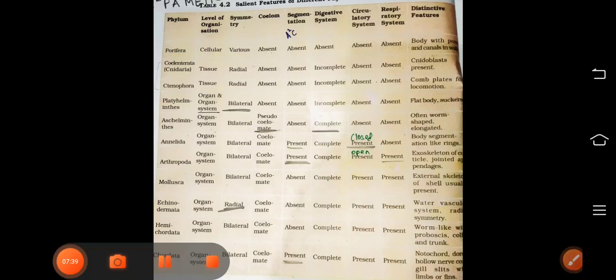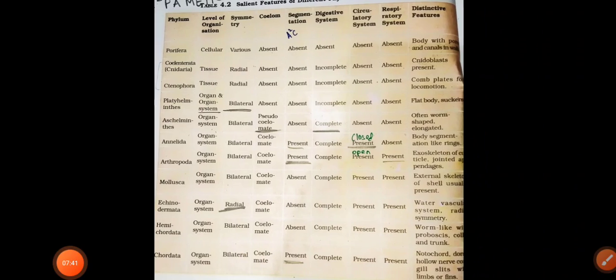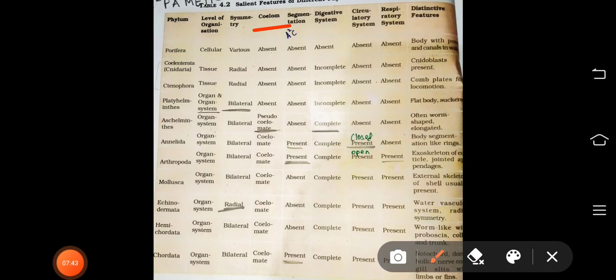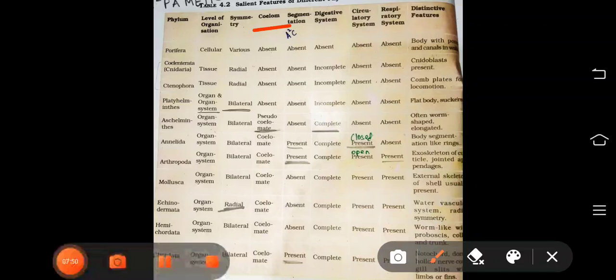Okay. But after platyhelminthes, Echinodermata has radial symmetry, the old type of symmetry. Then we have coelom. So in order to understand coelom, we have to see what is diploblastic and triploblastic organization.